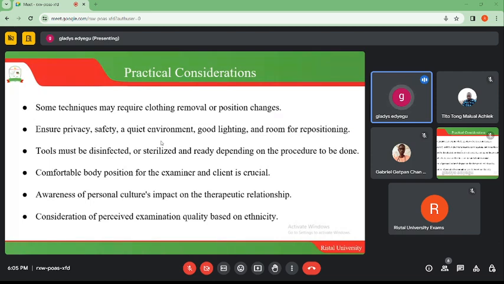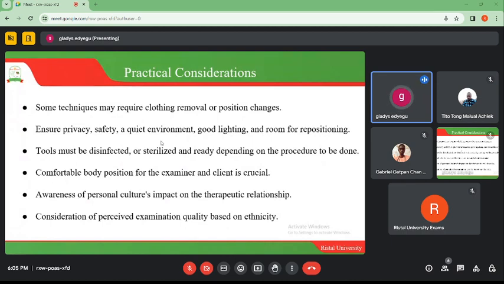Then also comfortable body position for the examiner and client is also crucial. So you have to make sure that your patient is comfortably either laying on the examination couch or sitting upright. Then you also, the examiner, you should be in a good position to be able to examine your client. Because if the client is not comfortable and you, the examiner, is not also comfortable, then you may not be able to actually examine this patient and come up with the right maybe outcome of what you've seen from this patient, and can mislead you in the diagnosis of this patient and possibly also on the management.